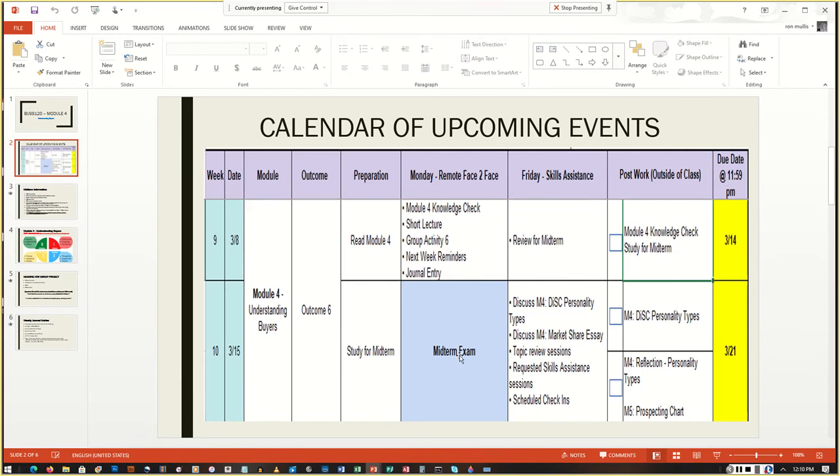Next week you'll be taking your midterm exam, and then just keep in mind you're going to have a few assignments that'll be due by March 21st. You can do those before next week if you like. Just make sure that they're turned in by March 21st at 11:59 p.m.